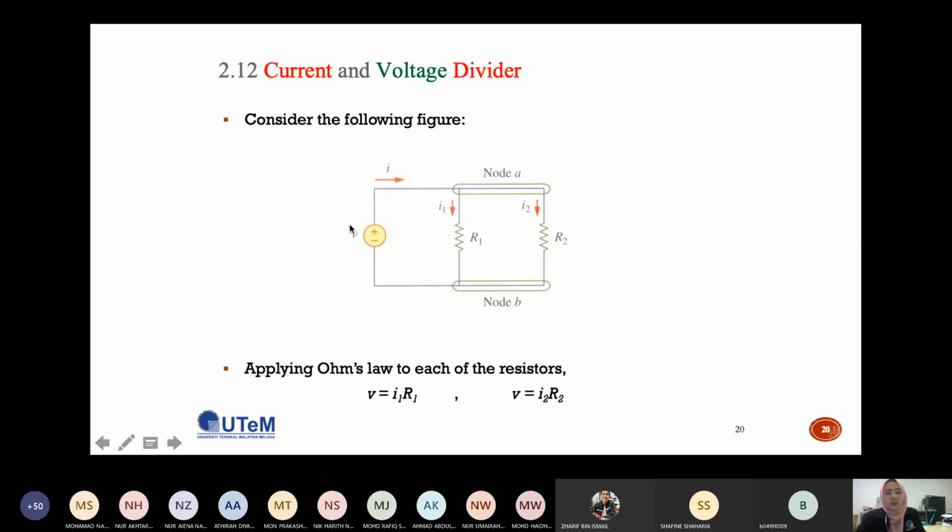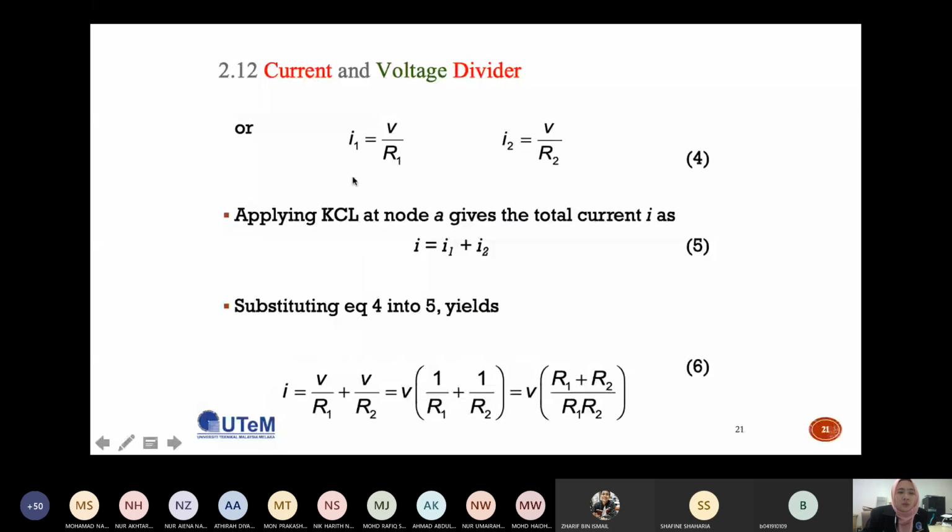Okay, so by applying Ohm's law at each of the resistors, you know that the V across the resistor R1 is I1 R1 and the V across the resistor 2 is I2 R2. Okay, so over here you have I1 and I2 because it is connected in parallel, so the current is different. That's why you have I1 and also I2. So the I1 is basically V over R1 and I2 is V over R2.